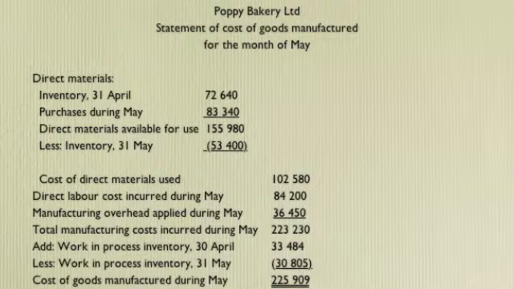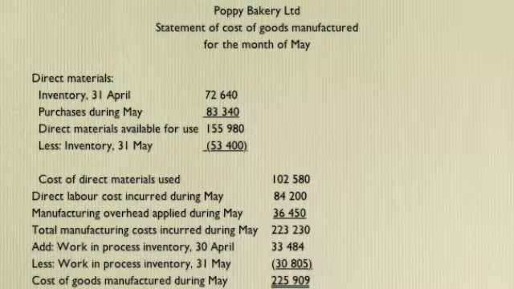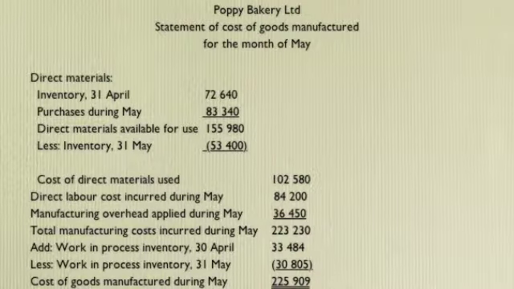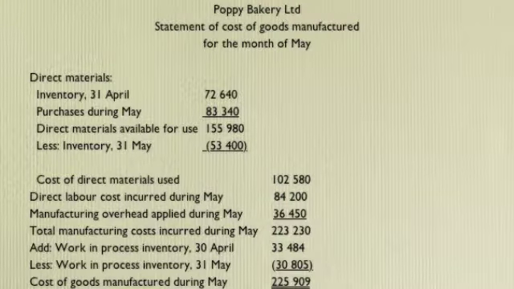of direct materials used. Add to that our direct labor cost incurred in May and the manufacturing overhead, which is applied in May. This gives us the total manufacturing cost incurred in May. We then add any work in process inventory from the end of April. We take away the closing inventory and it gives us our total cost of goods manufactured in May.